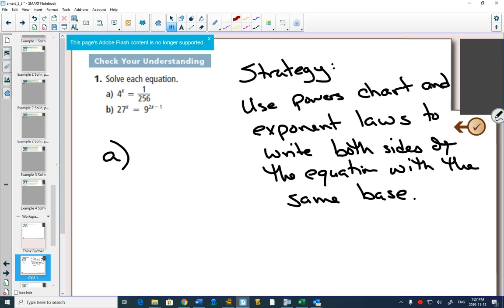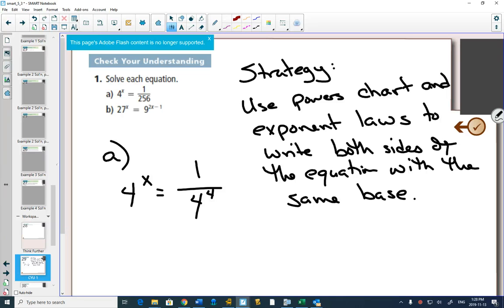Are 4 and 256 in the same column of our powers chart? Yes. They happen to be in the same column in 2 different places. Can you see that 256 is 4 to the 4? So I would probably start off by changing 256 to 4 to the 4. That's using my powers chart to get them to have a similar base. The difference right now is on the left side I have a base of 4. On the right side, my base of 4 is in the denominator.